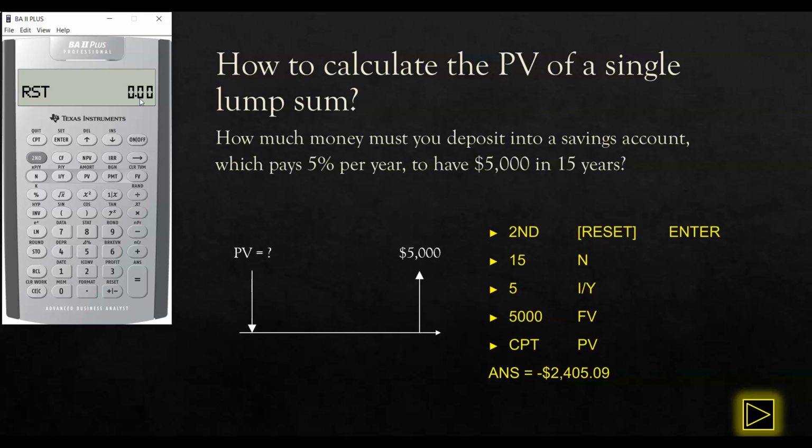Now, like I said, you can enter one by one the parameters that are given to us: 15 for N, 5 for I/Y. Then we're trying to solve for present value, so here we have to enter the future value: 5,000 for future value. Then you can go ahead, CPT, present value, and this is how you get the present value of the $5,000 that you're getting in 15 years if you have an interest rate of 5%.